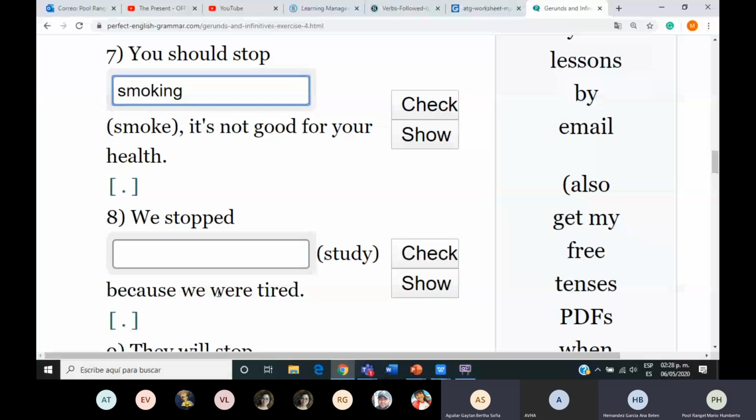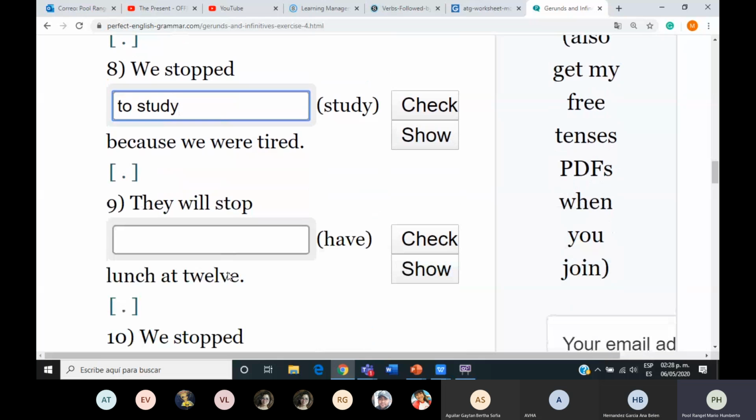We stopped study because we were tired. To study. Yes. To study, tengo dos con to study. Bueno, vamos a ver. Yo pongo lo que ustedes me digan. To study. Bueno, póngame 10. Studying. Pues yo, a dos gentes me dijeron to study, puse to study.